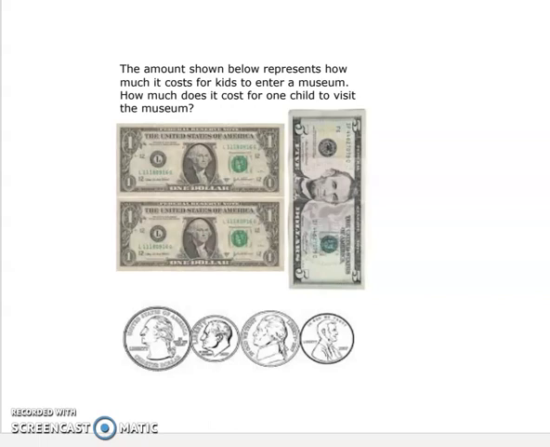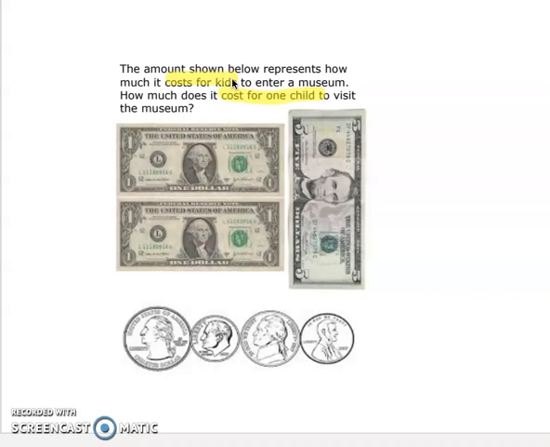So our question says, how much does it cost for one child to visit the museum? So we're looking for the cost for one child. And all of this money below is the amount that it costs for kids. And notice they try to trick you and call it kids in one way and child the other. But a child is a kid that wants to go into the museum.